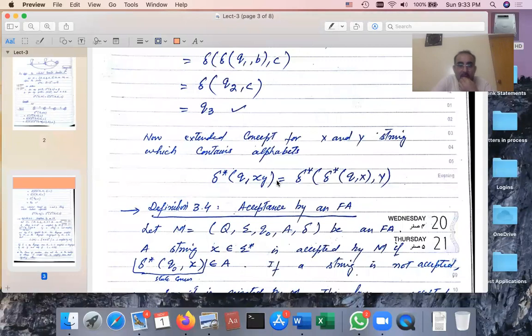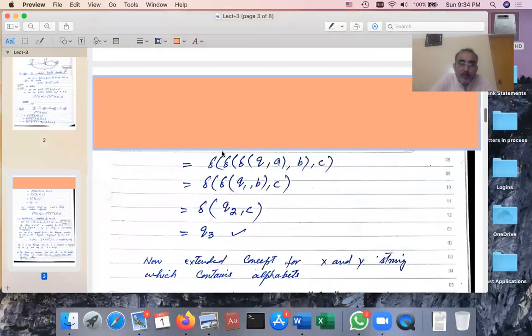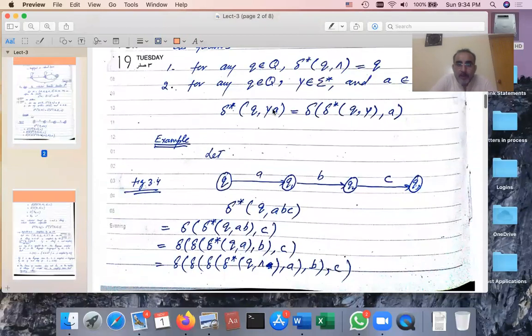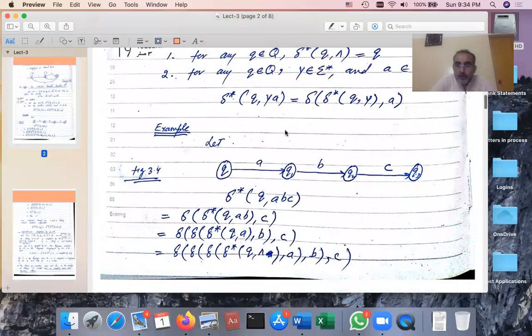So this was the example with y as a string and some alphabet. For example, here you have seen that this is an example of a string ABC, one string y. And you have to process like this.